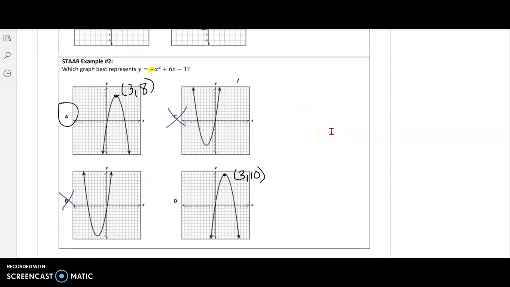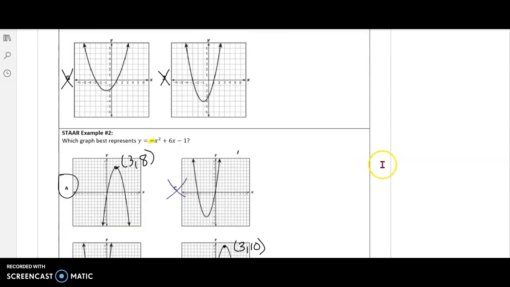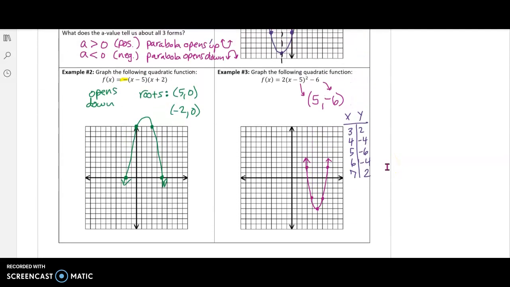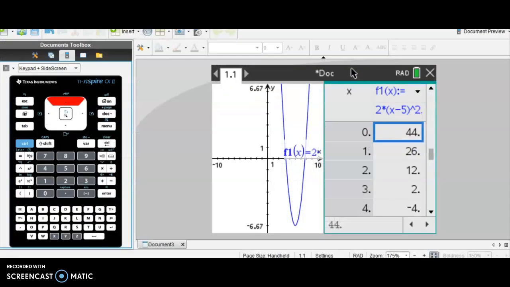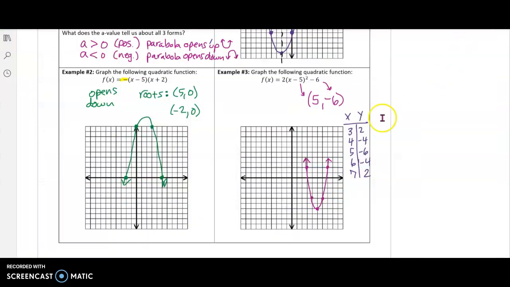So multiple choice really isn't too hard on the STAR test as long as you know how to use your calculator. And remember, you can use your calculator on any of these graphing questions. I personally really like the Inspire because you can pull up the table and get all of the points. Okay, so use whichever one you like.